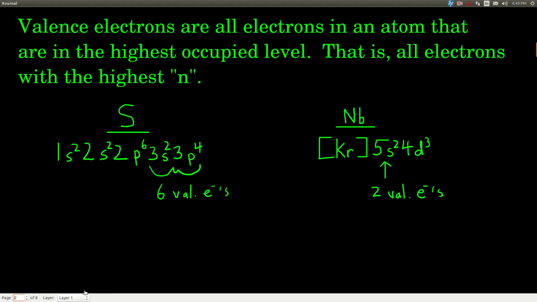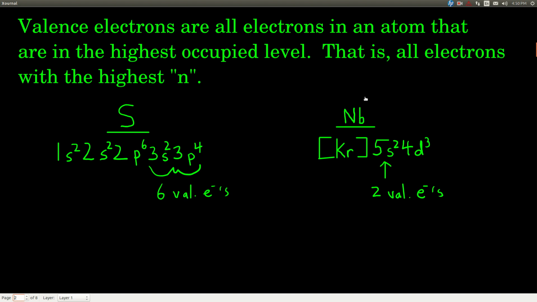For example, in sulfur here, the electron configuration for sulfur is 1s2, 2s2, 2p6, 3s2, 3p4. The highest level, or the highest N that has electrons, is N equals 3. And the 3s and the 3p electrons are all valence electrons, so 2 plus 4 is 6 valence electrons in sulfur.